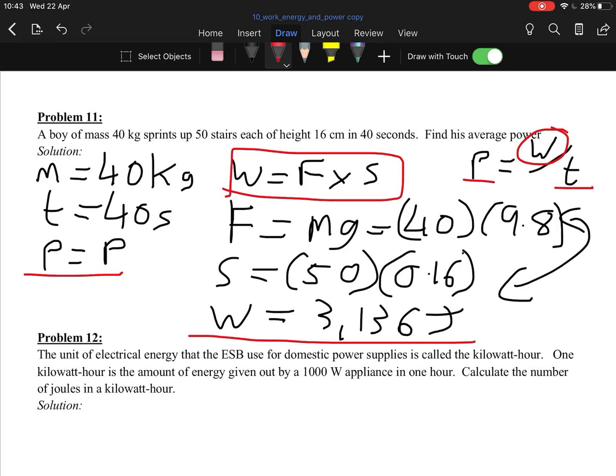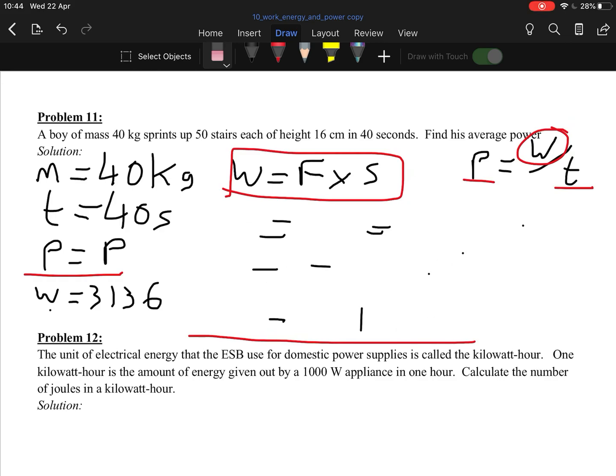Okay? So my force is mass times gravity, which is 40 times 9.8. My displacement is the height from the ground up, which of course is 50 steps. It should be steps, not stairs. 50 stairs, each of height 16 centimeters. That's a terrible typo. So it's terrible English, more should I say. It should still be 50 steps, each of height 16 centimeters. So it's 50 times 0.16. Don't forget to convert centimeters to meters. So my work done is 3136. Okay, so I'm going to have to rub this out to give me space to answer the second part.